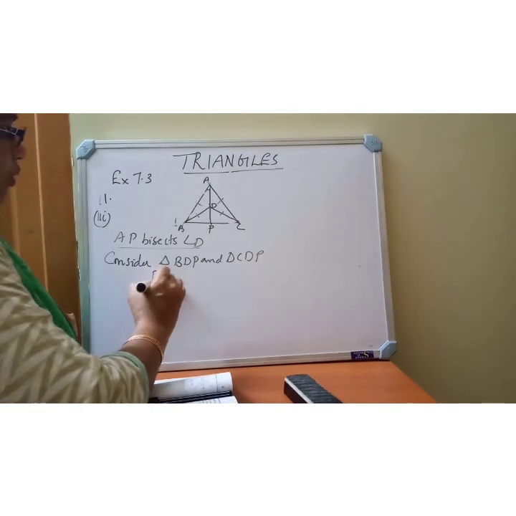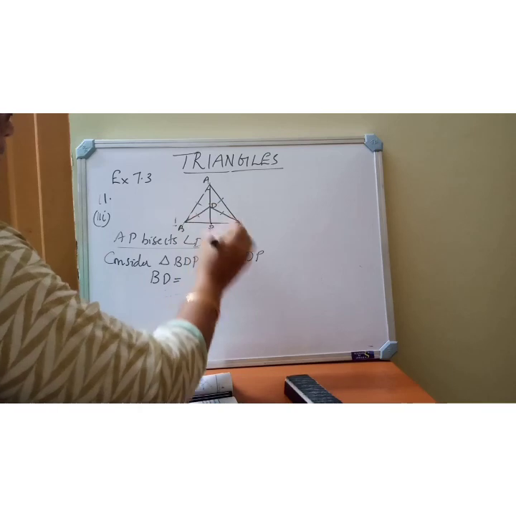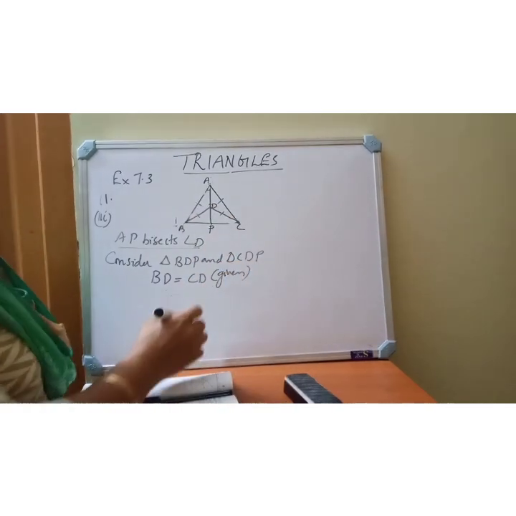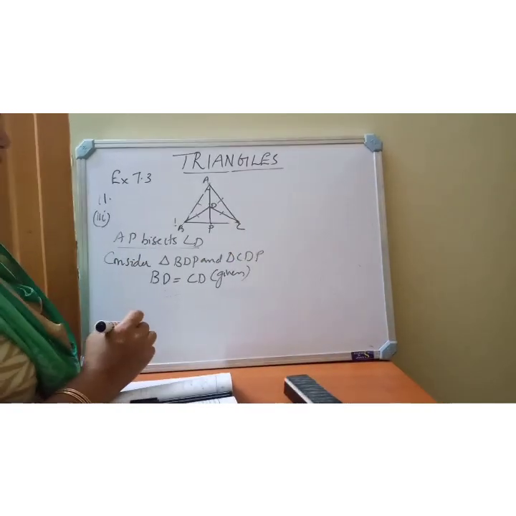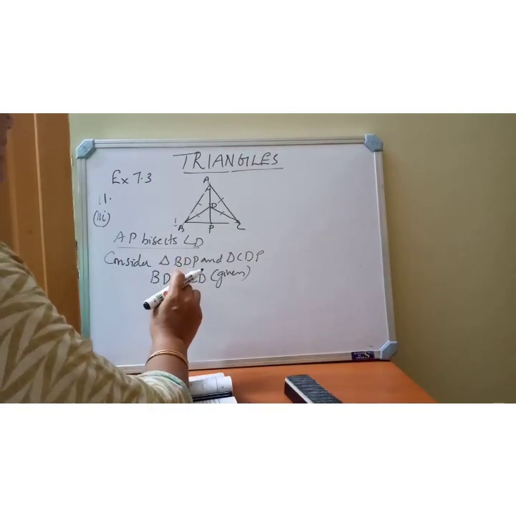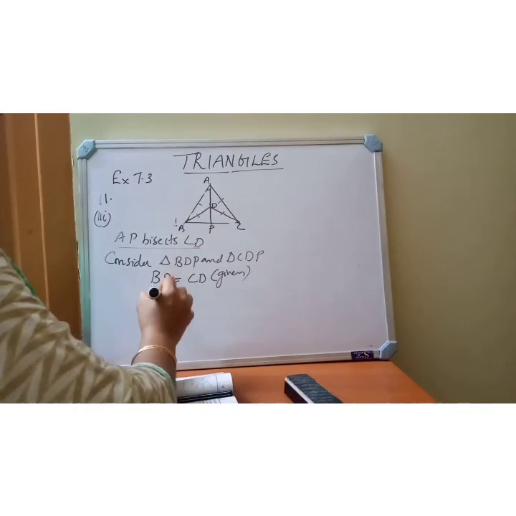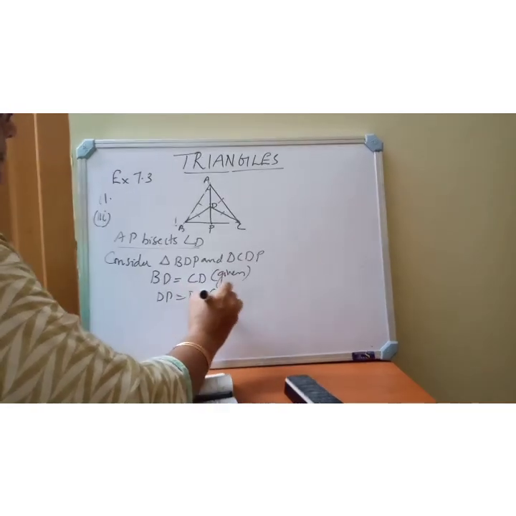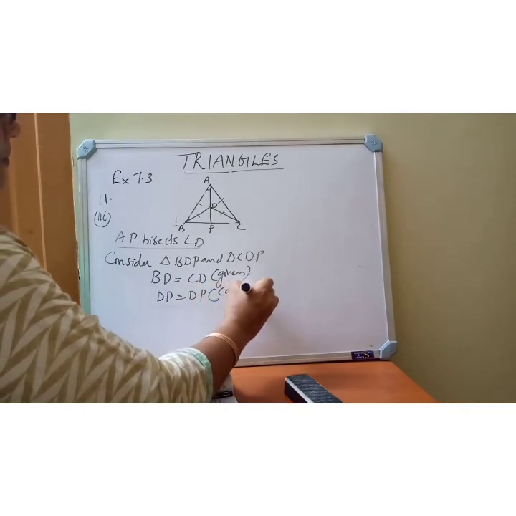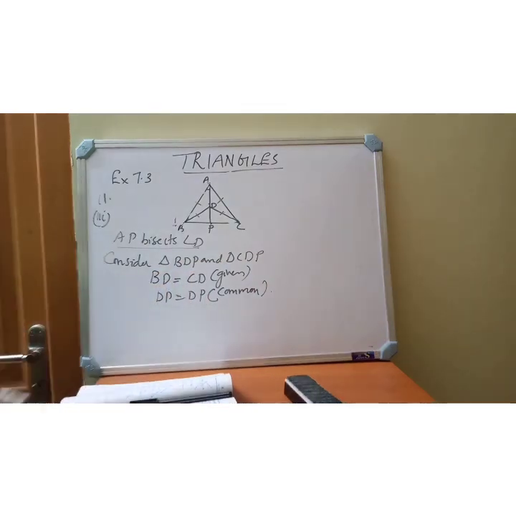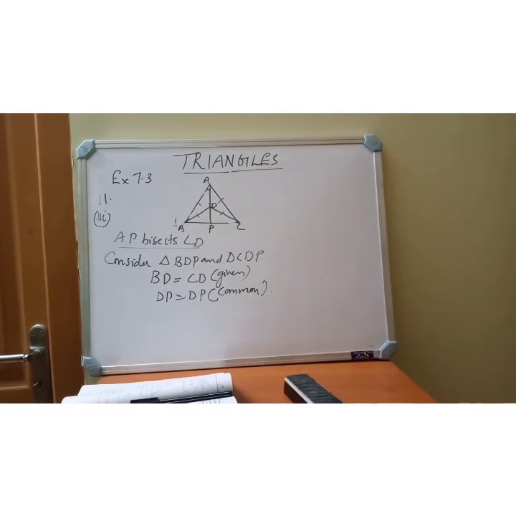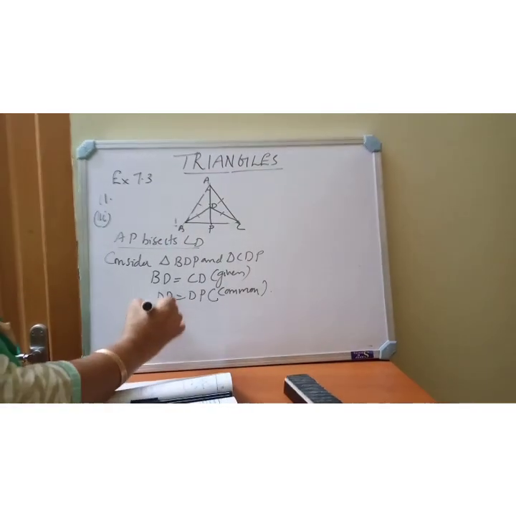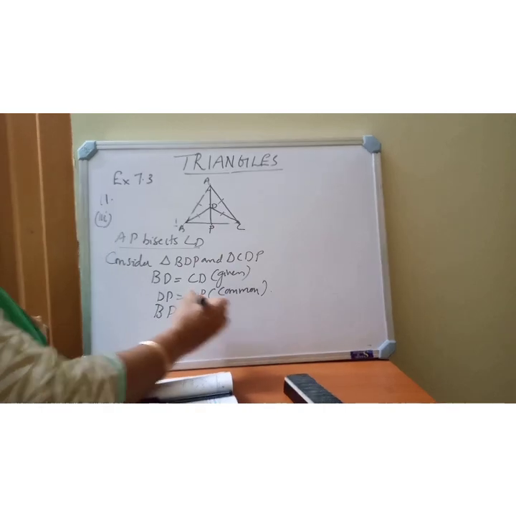So, BD equal to, what is BD, children? BD is same as CD. It is given because triangle BDC is an isosceles triangle. So, these two sides are equal. Then, what is the common side here? DP, isn't it? DP is equal to DP, common. Then what do we know here? BP equal to CP. How can you know that?